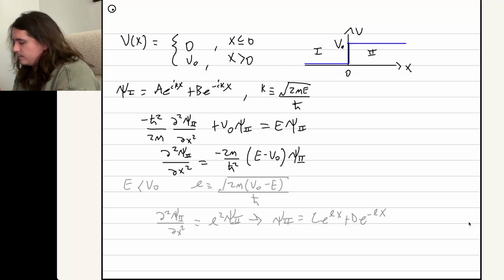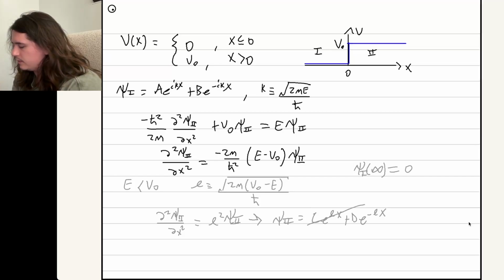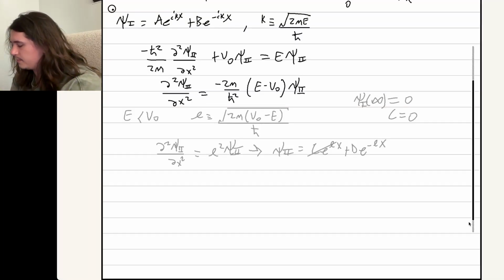But since we have the boundary condition that psi at infinity better be equal to 0, we can actually get rid of C so that we don't blow up at infinity. So we just keep the D term.